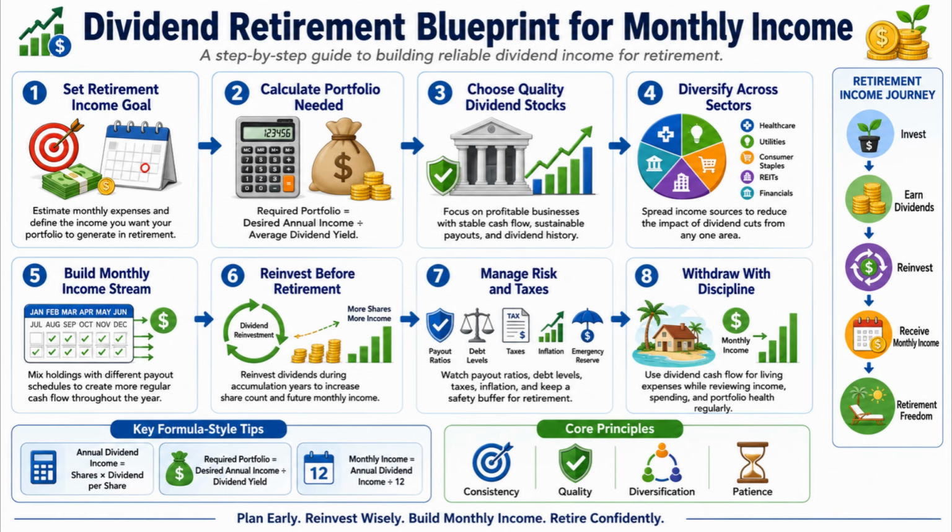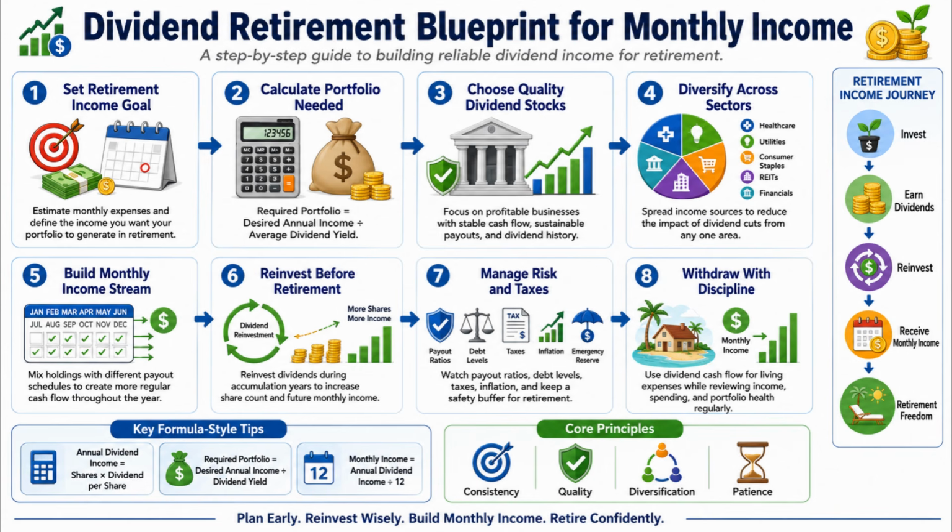To begin with, the first step is to set a clear retirement income goal. Estimate how much money you may need every month to cover housing, food, healthcare, utilities, transportation, insurance, travel, and other personal expenses. For example, if you expect to need $4,000 per month, your annual retirement income target would be $48,000. Setting a specific target gives your investment plan a clear direction and makes it easier to track progress.